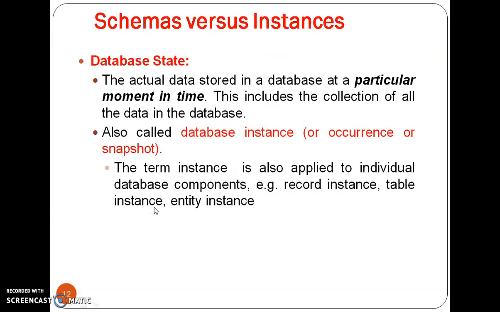Okay. So what do you mean by database state? It is the actual data stored in a database at a particular moment in time. This is the collection of the data fed into the database, called the database state, otherwise called database instance, or in other words, we can call it by the terms occurrence or snapshot.